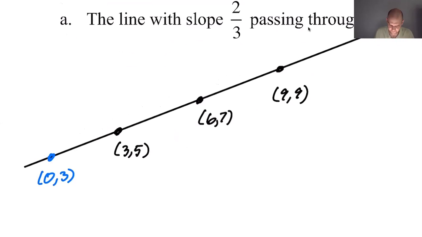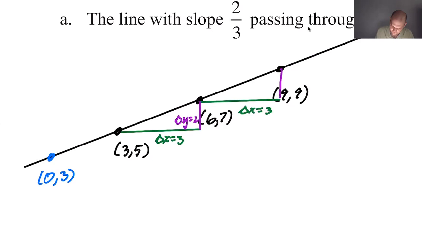And for each and every one of these, I have this delta y over delta x, right? My delta x is 3. I'll do this one too while I'm here. Delta x is 3, and delta y is 2. So we want to think just about x, then just about y.